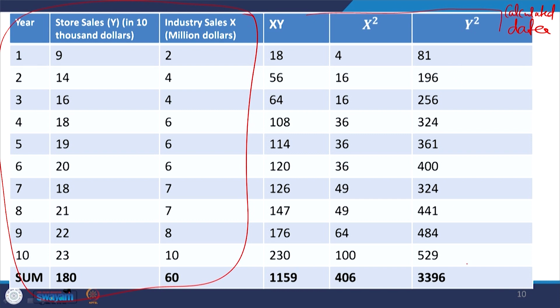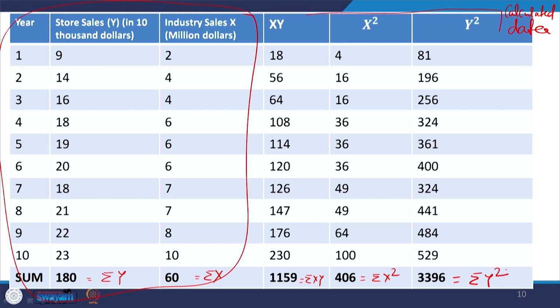And the last row of this table gives me the sigma value. So, this is sigma y, this is sigma x, this is sigma xy, this is sigma x square, this is sigma y square. So, we have this table ready for our calculation.